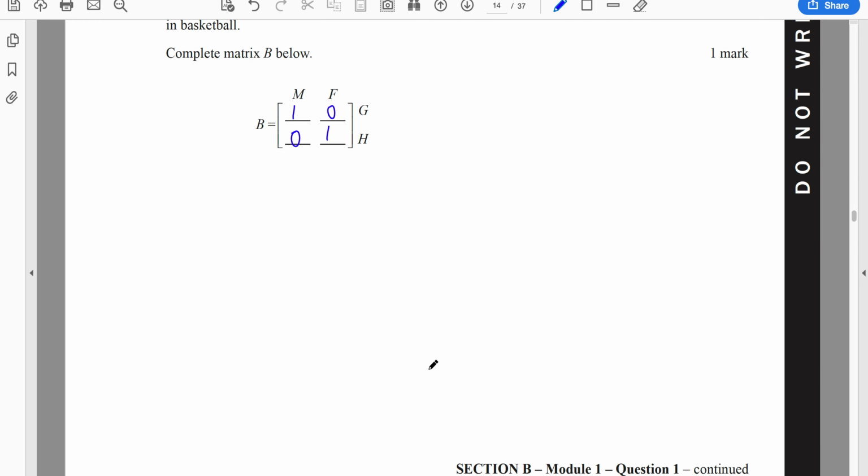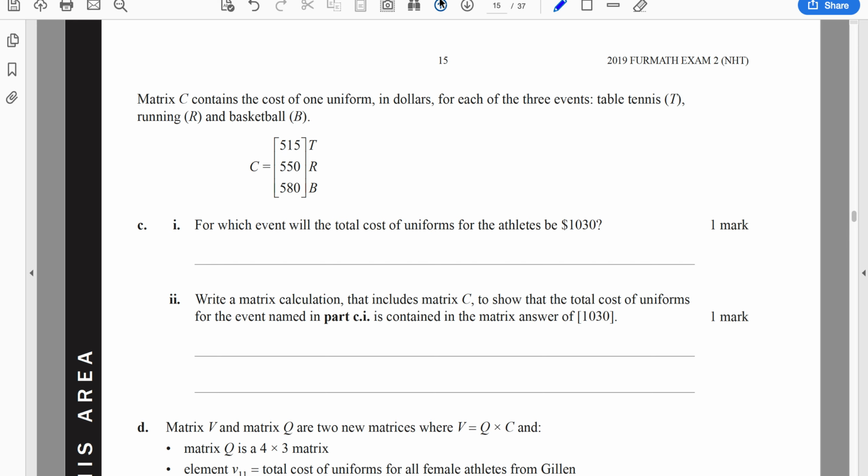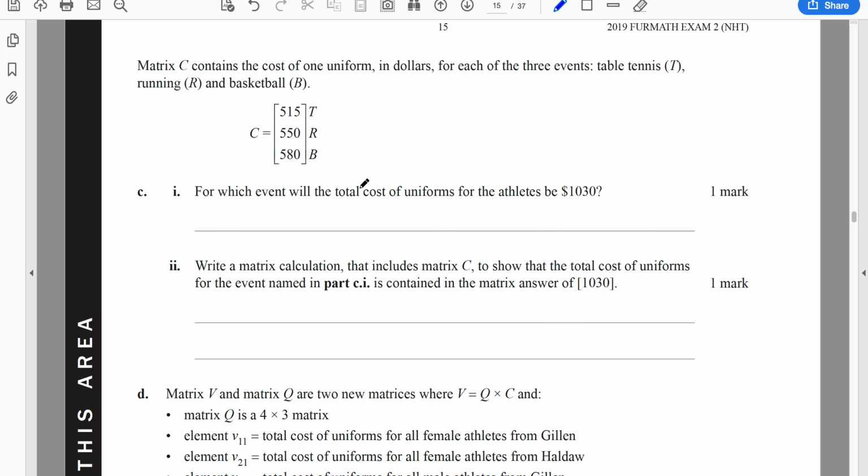Over the page now, we're given this matrix C, and that's the cost of the uniforms for each of those events. Now you'll see, for which event will the total cost for the athletes be $1,030. Now if I have a look at my matrix here, I can see the cost obviously for each event. And so what it's asking me here is for which ones will I multiply by a certain number to give me 1,030?